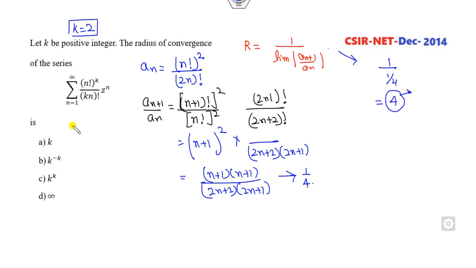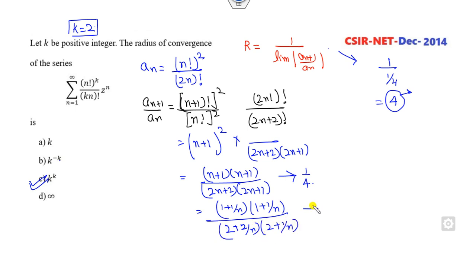So I take k is equal to 2. Which one is the 4? This is my 4. It is 1 by 4. Remember, this is my simple term: 1 plus 1 over n, 2 plus 2 over n and 2 plus 1 over n. So it goes to 1 over 4. But the radius of convergence is 1 over this. So that's why the right answer is 4. That's C, my right answer.